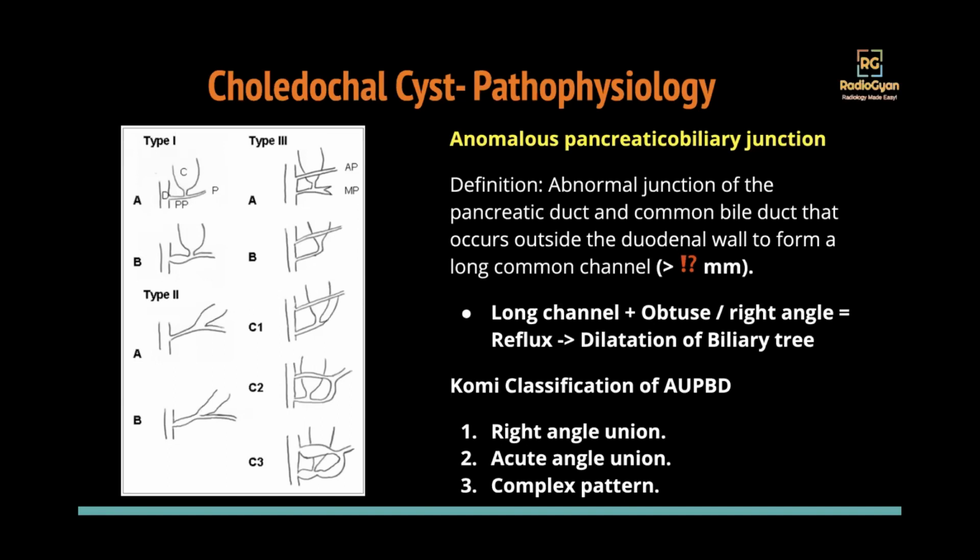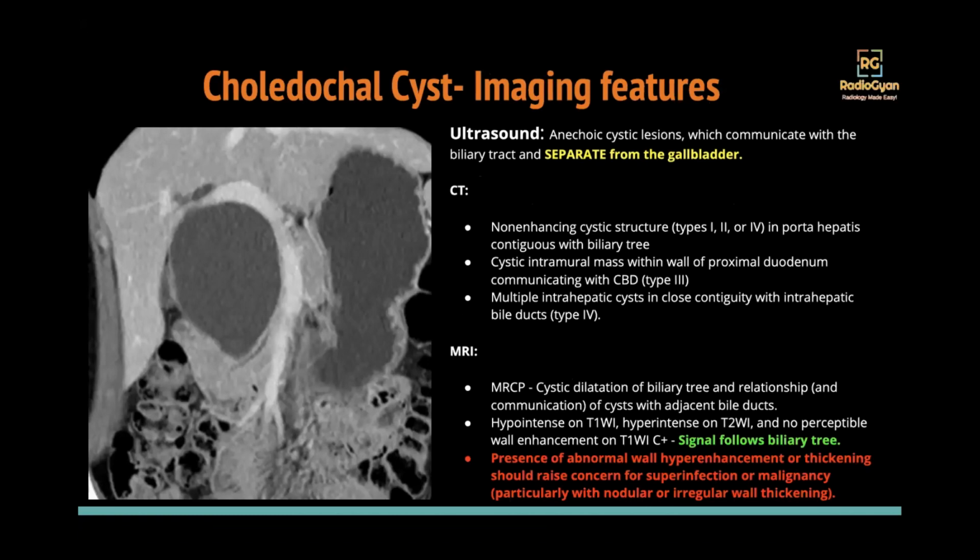So I did try to look at it, but it didn't have a long pancreaticobiliary junction. So the next time you see a choledochal cyst, do not stop there. Try to look at the junction and see if you can see an abnormal junction. Coming to the imaging, imaging is simple. If you understand the classification, it makes it easier.